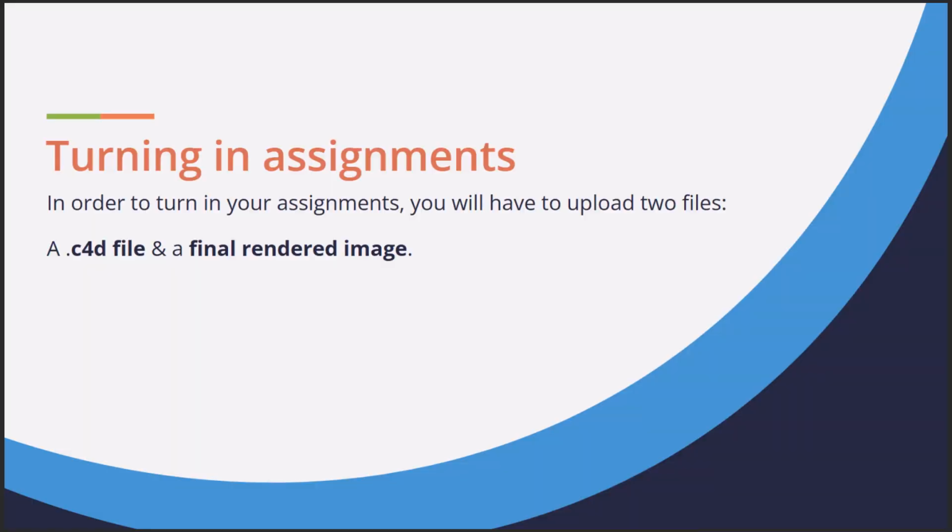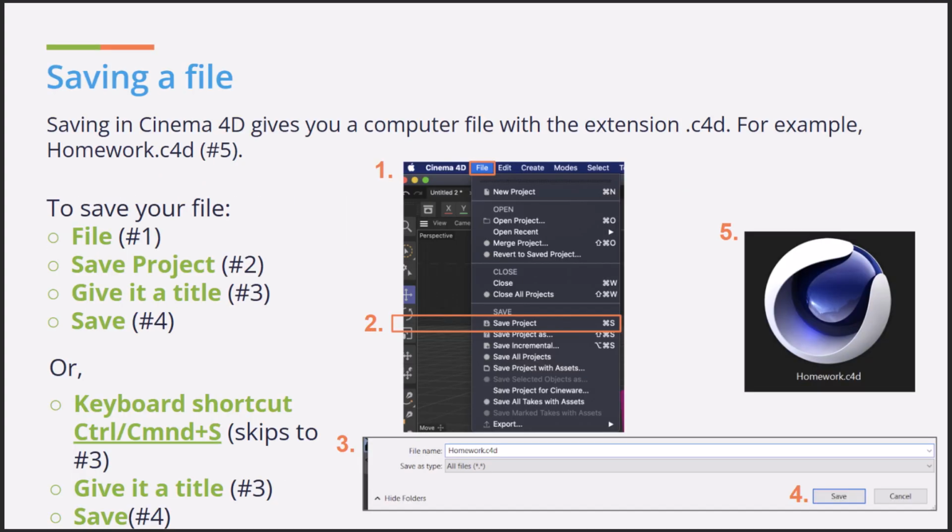Now let's talk about turning in assignments. To turn in an assignment, you need to upload both a Cinema 4D file and a render. If you don't upload either of these, you will automatically only receive half of the possible grade for the assignment.